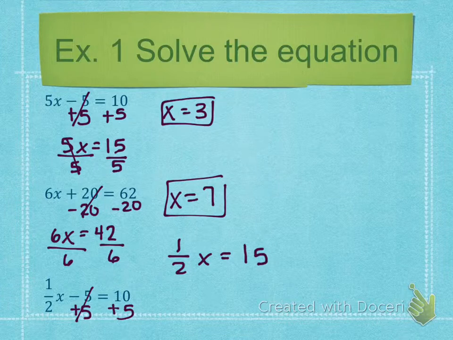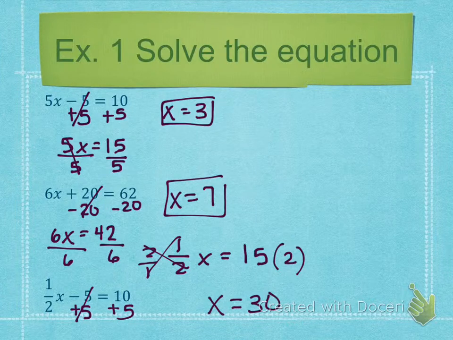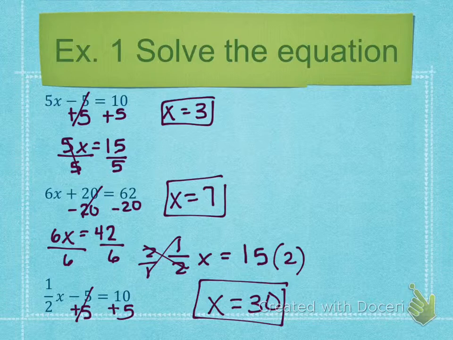What do I do when I have a fraction in front of my variable? Multiply by the reciprocal. What's the reciprocal of 1/2? 2, or 2 over 1. Oh, that becomes really easy. Because what's 15 times 2? Can I do that? 30. Yep, 30. Then you could plug it in. 1/2 times 30 is 15, minus 5 is 10. Yep, I know I got the right answer. Okay?